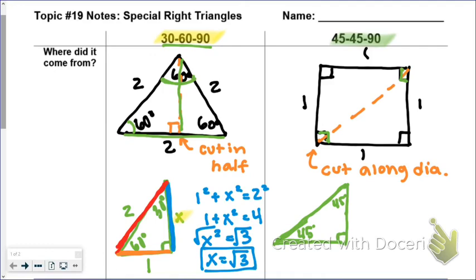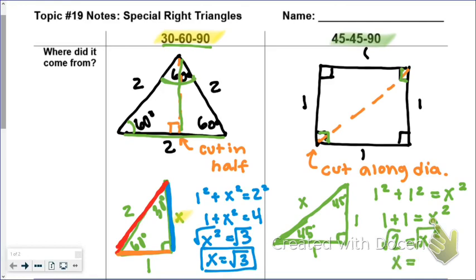All right, we still have side lengths of 1, and now I want to find the diagonal. So looking here, I'm going to use the Pythagorean theorem again. So I have 1 squared plus 1 squared is equal to x squared. So here we just have 1 plus 1 is equal to x squared. 1 plus 1 is 2, which is equal to x squared. Square root both sides, and so we get x is equal to the square root of 2.